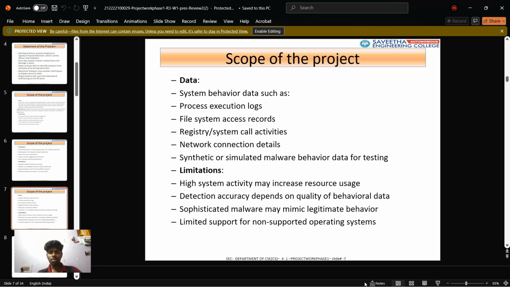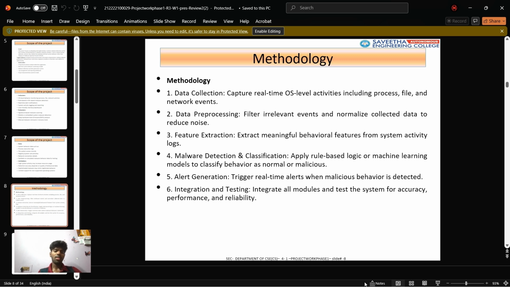The limitations of this project: high system activity may increase resource usage, and detection accuracy depends on the quality of behavioral data. Based on that behavioral data, it takes some time to detect, and the accuracy will sometimes be high or low based on performance. Then sophisticated malware may mimic legitimate behavior, and limited support for non-supported operating systems is also a main drawback. So, methodology, how it works. Data collection.